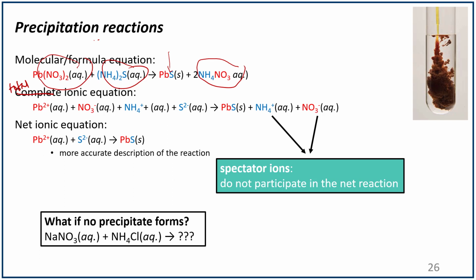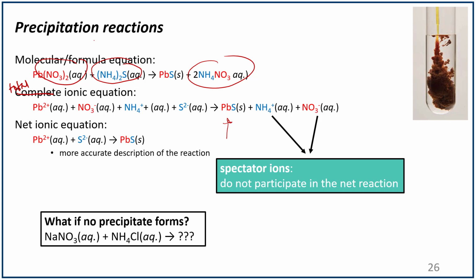Now in the complete ionic equation, or sorry, in the total ionic equation, what you actually do is break up everything which is soluble in water into the individual ions that they dissociate into. So for example, lead nitrate breaks up into lead 2 plus and nitrate ions. Ammonium sulfide breaks up into ammonium and sulfide. Okay, now lead sulfide does not break up, so we're still going to write it as lead sulfide. And then also ammonium nitrate breaks up into ammonium and nitrate ions.